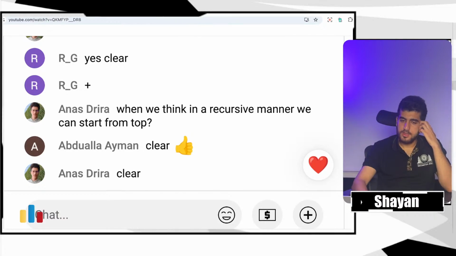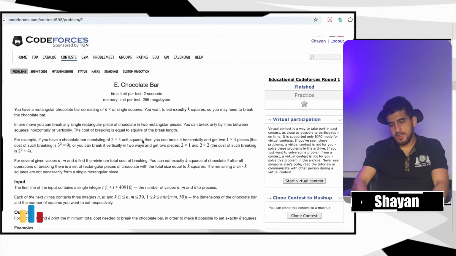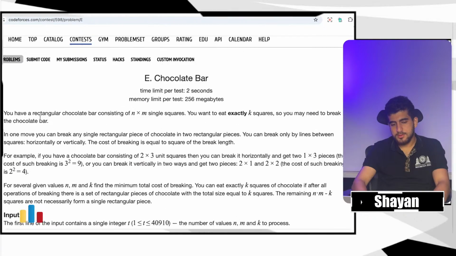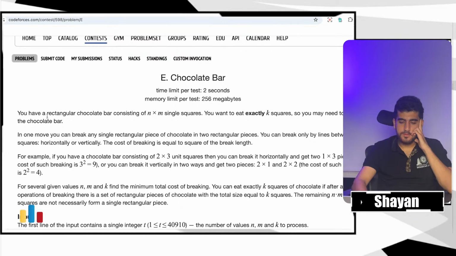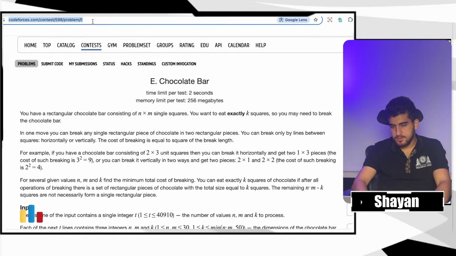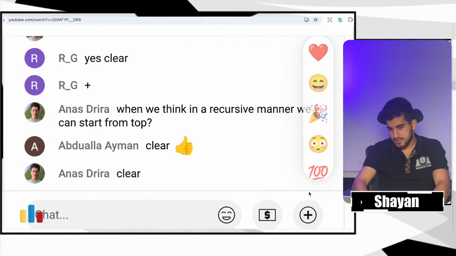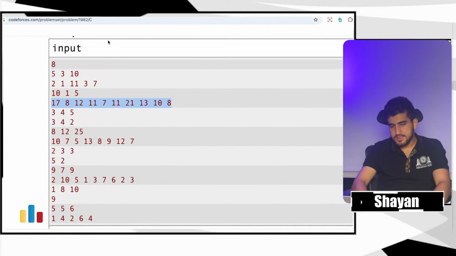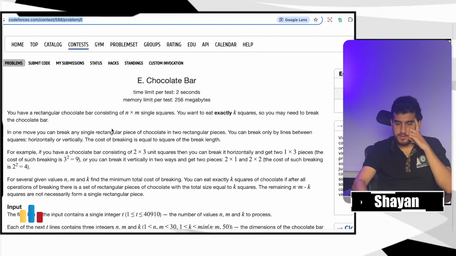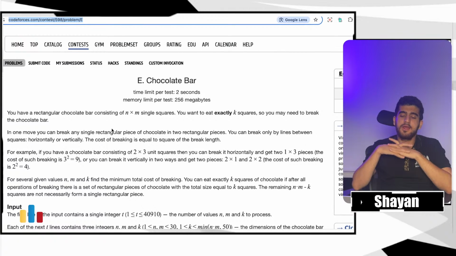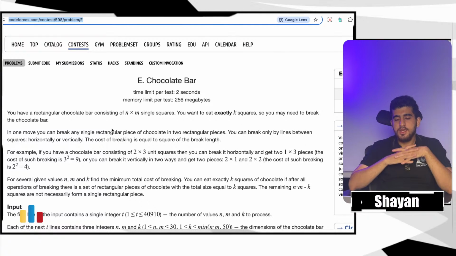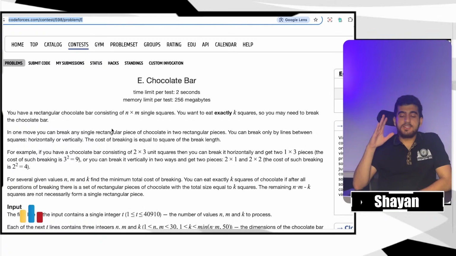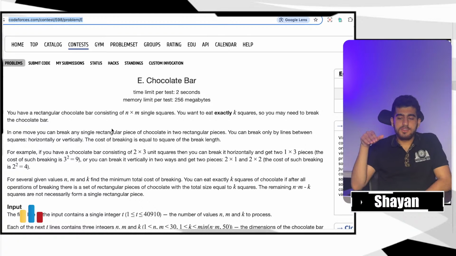Nice. So let's look at the next problem, chocolate bar. It says that you have a rectangular chocolate bar. Let me also send the link in the chat. Okay, as I said, this problem says that you have a rectangular chocolate bar consisting of n by m single squares. You want to eat exactly k squares, so you may need to break the chocolate bar.